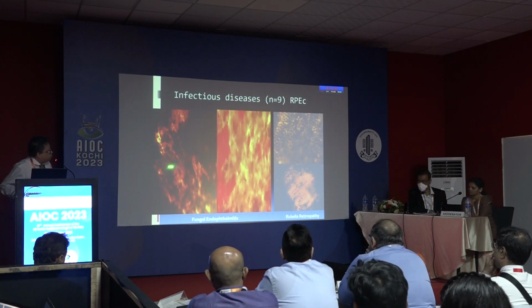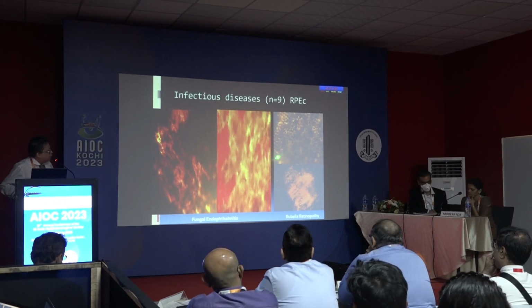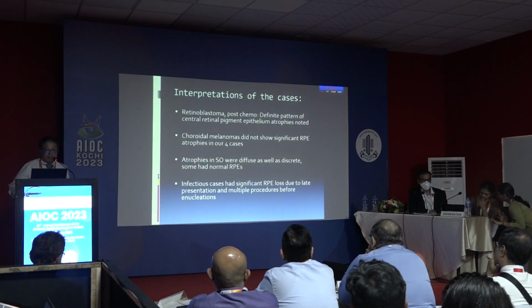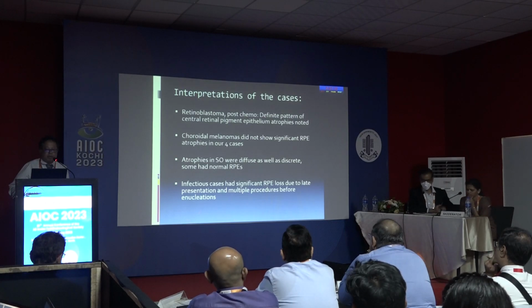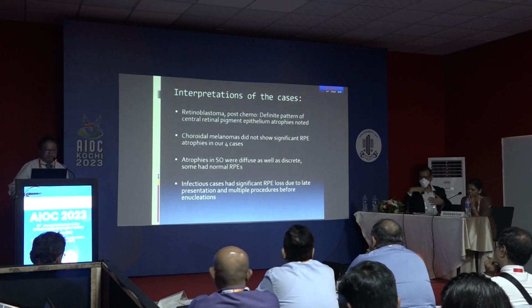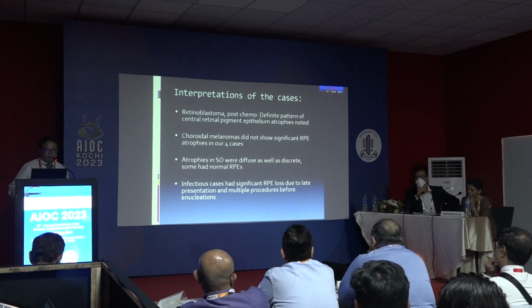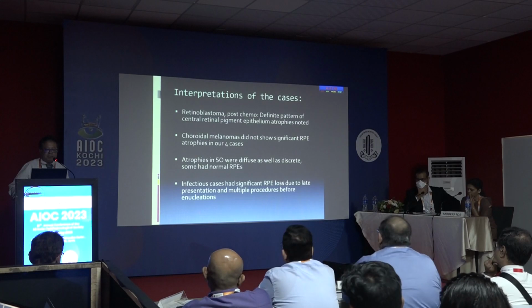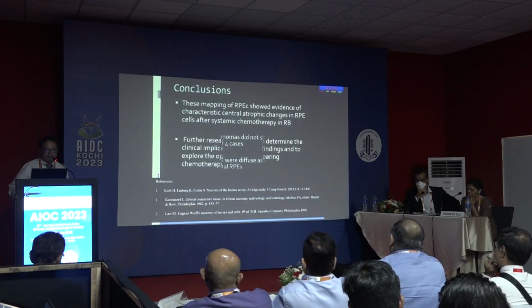This is also diffuse, and in rubella retinopathy, normal as well as atrophic areas were seen. So a definite pattern was observed in retinoblastoma. Choroidal melanoma did not show atrophic change. In 4 cases of sympathetic ophthalmia, we see discrete as well as diffuse changes, and infectious cases had severe RPE loss because of delayed presentation.